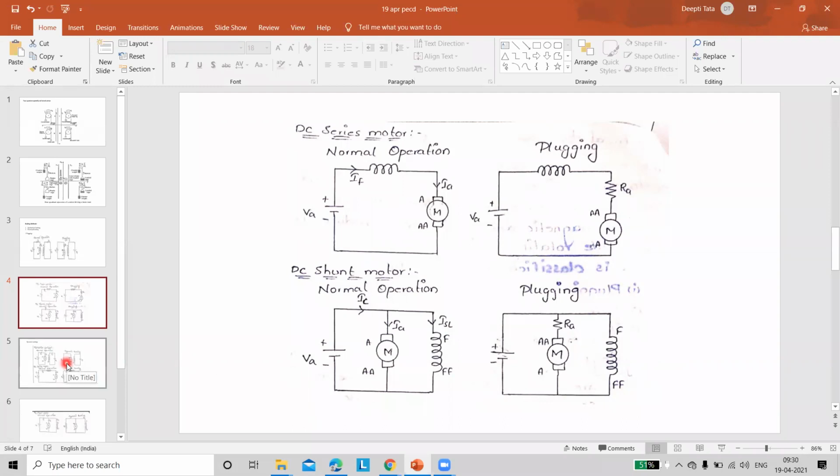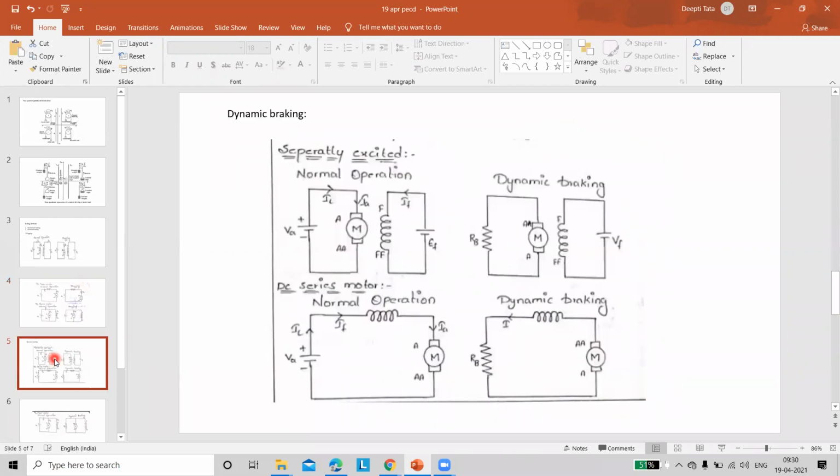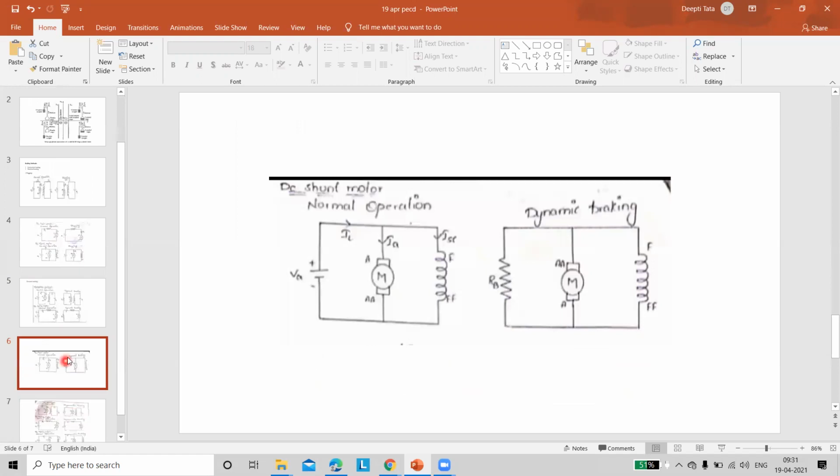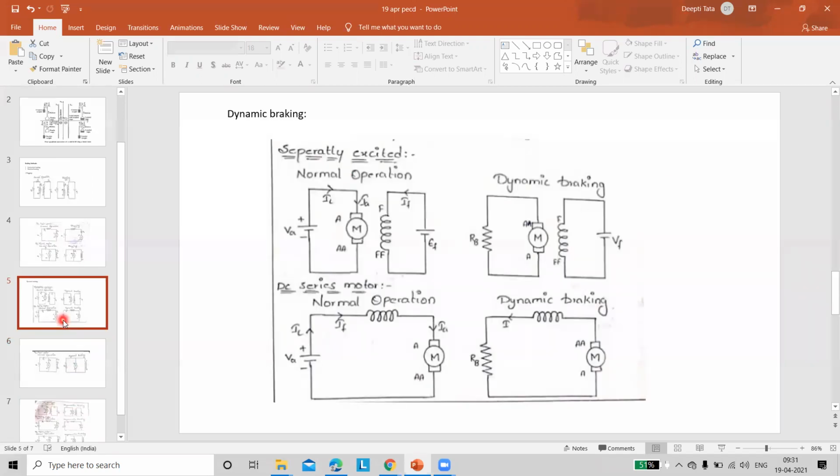And we are moving to the next braking method, that is dynamic braking. See the pictures. We are going to apply the same dynamic braking method for the separately excited DC motor, series motor and shunt motor. So we'll go one by one.